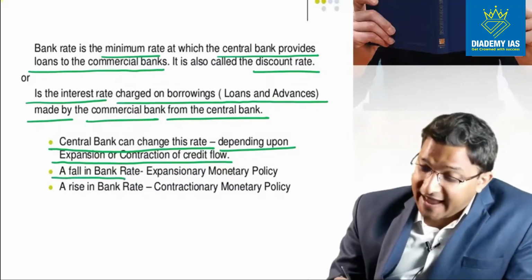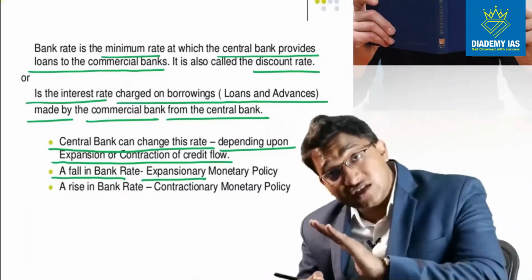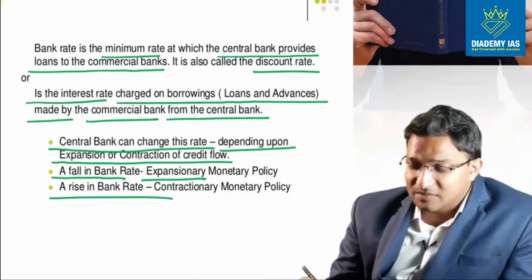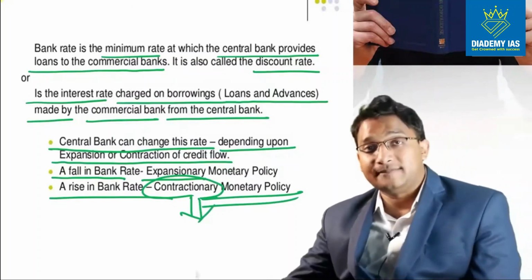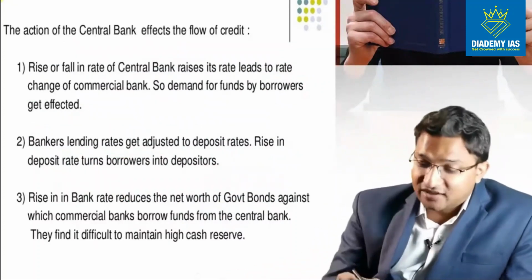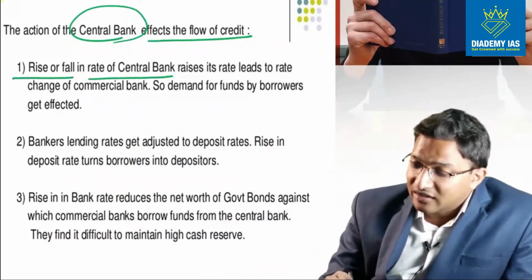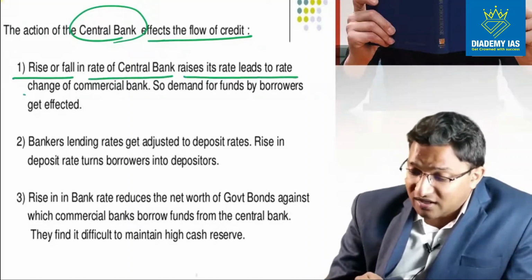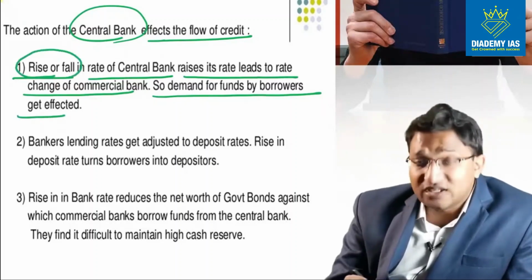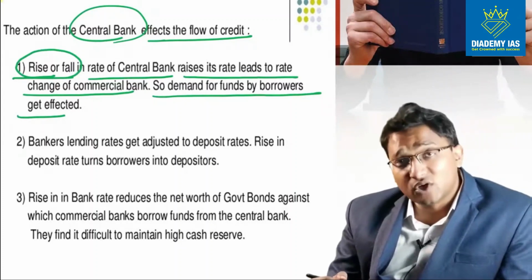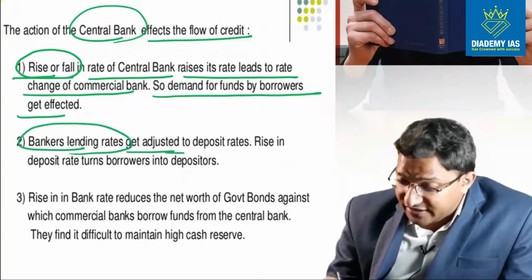So a fall in bank rate means expansionary monetary policy. Reduction in the bank rate means expansion in the money supply, and vice versa. A rise in bank rate means contractionary monetary policy, that is, a policy which wants to contract the money supply. The action of the central bank affects the flow of credit. When the central bank raises its rate, it leads to a rate change in the commercial banks, so the demand for funds by the borrower gets affected. According to the rise and fall in the bank rate, the demand for money by the borrower is also impacted. The bankers' lending rates get adjusted to the deposit rates.